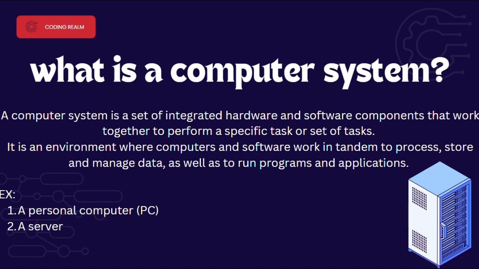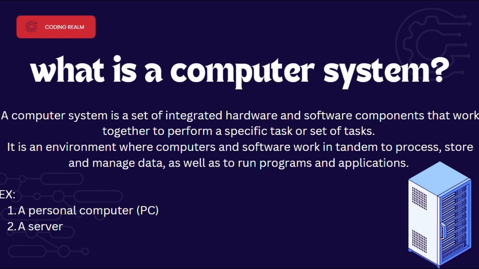Now let's see what a computer system is in computer science. The computer system is a set of integrated hardware and software components that work together to perform specific tasks or sets of tasks. It includes things like the computer itself, the printer, scanner, the hardware part, and the programs that are used to integrate with all of it. Programs like Microsoft Office, Linux, etc.